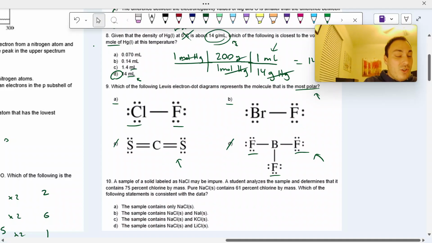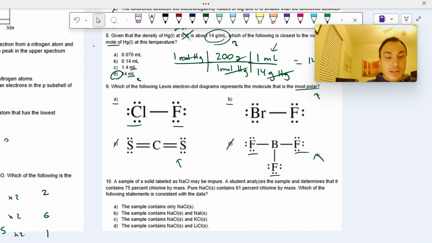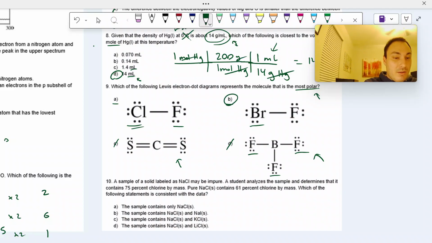So the question is, which one is more polar than the other one? Well, the one that's going to be the more polar one is the one that has a greater difference in electrons. Bromine has more electrons compared to chlorine. For that reason, the bromine fluorine molecule is more polar because there's a greater difference in electrons. Fluorine is a constant for both of these, and if we have to go to the core electrons in this case, chlorine has X amount of core electrons.